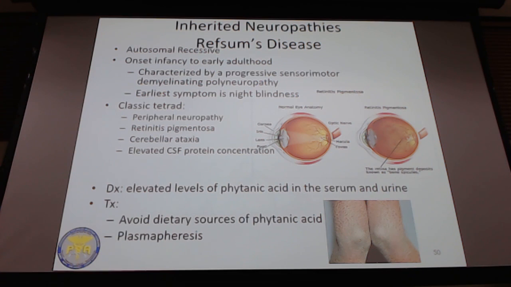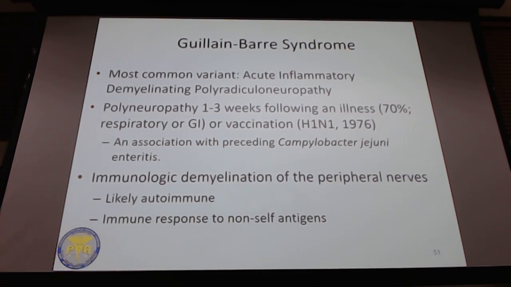So. Diagnosis is made by elevated levels of phytanic acid, right? That's neat, but we're probably not going to be doing that. And then avoid dietary sources of that, and then also plasmapheresis to wash it out.